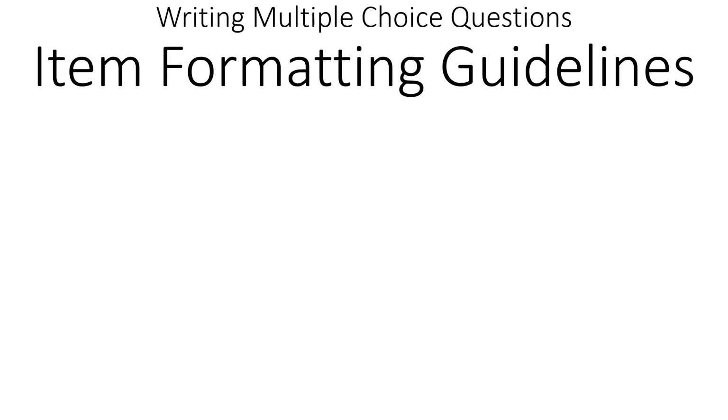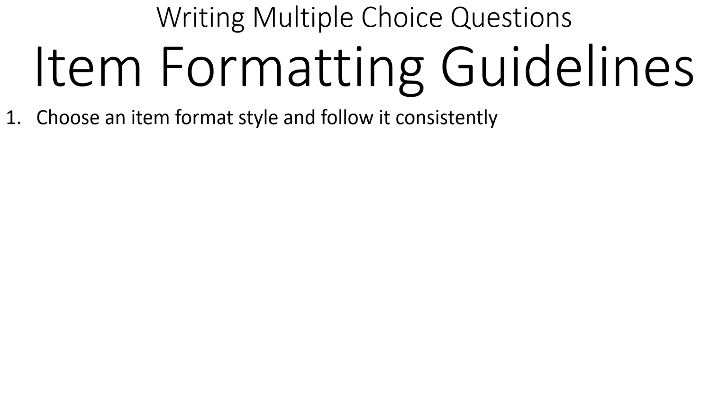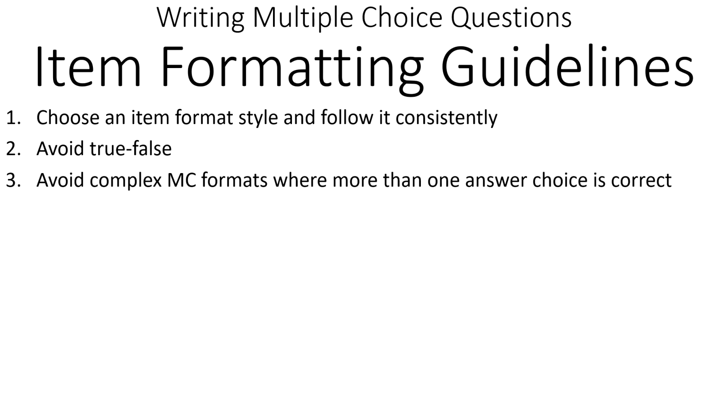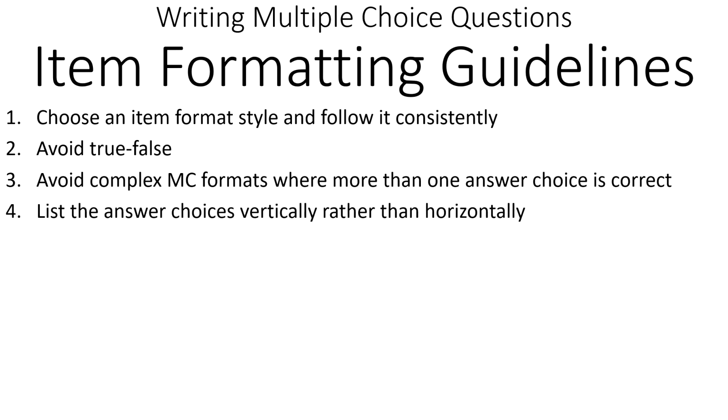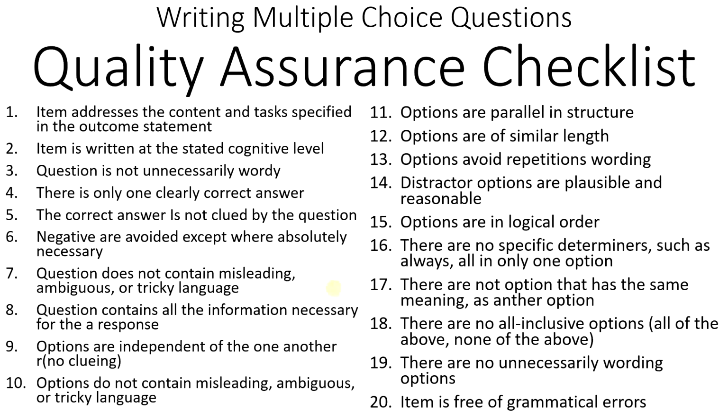Formatting guideline: we should keep consistent formatting. If we use 3 choices, we should follow all the way through with 3 choices. Should avoid true false questions in multiple choice questions. Also very complex ones should be avoided. Choices should be listed vertically rather than horizontally. And 3 options is okay. We really don't need 4th or 5th distractors, which take a lot of time to write and don't really add much value to what we actually want to assess.